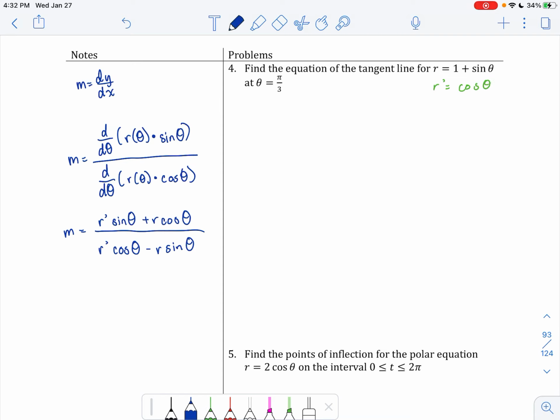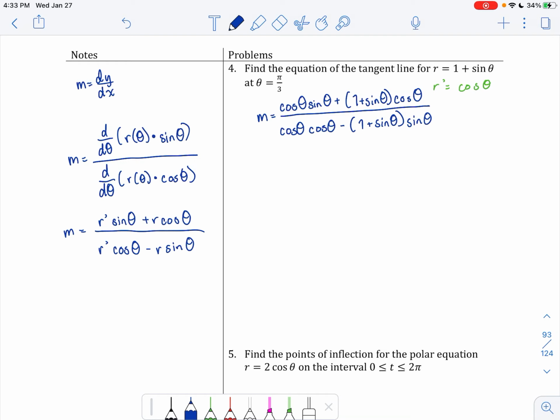And so when I'm asked for the tangent line, I am going to start with the slope is equal to cosine of theta times sine of theta plus 1 plus sine theta times cosine theta for my numerator. And then r prime again, cosine of theta, minus 1 plus sine theta sine theta.